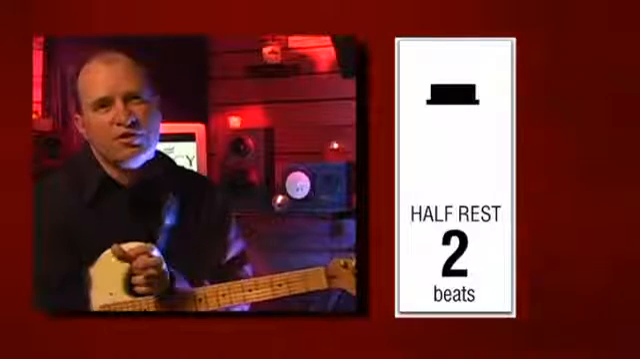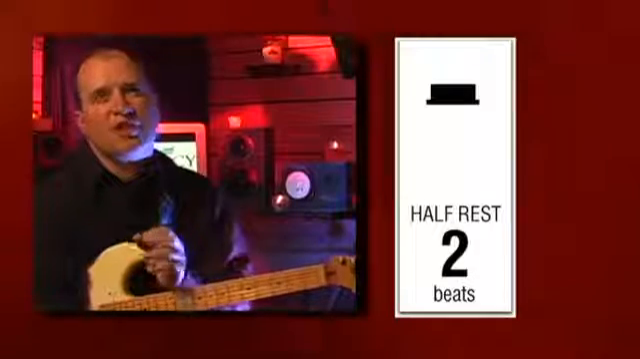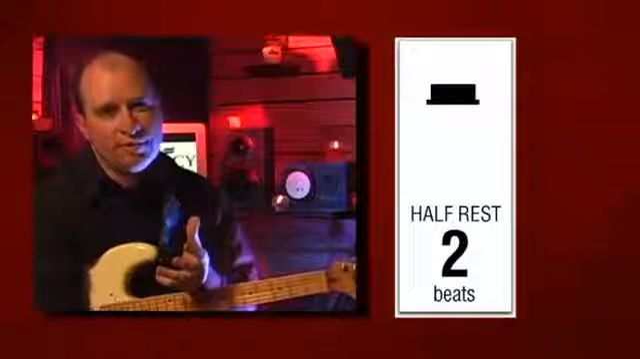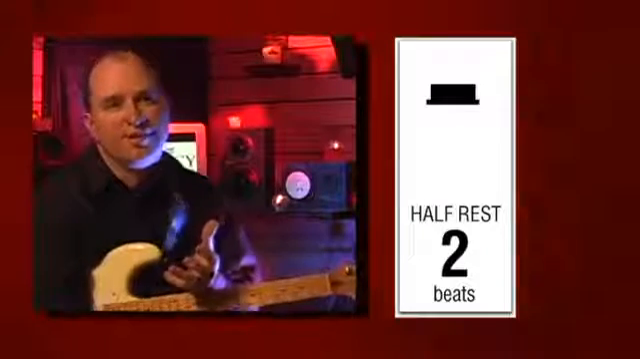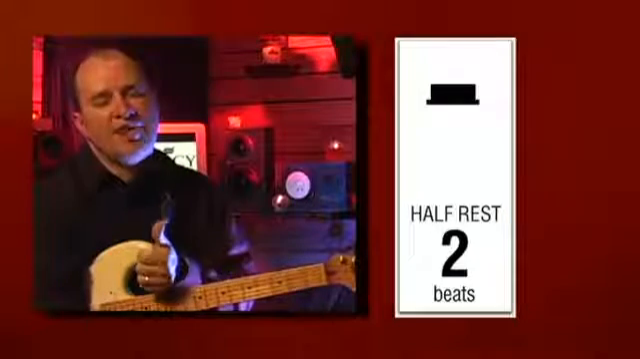How does everybody tell the difference? Well, the whole note has more beats in it, so it's heavier, so it hangs down from the line. That's how everybody remembers it. That's how I got through music school remembering it. So you've got whole notes, whole rest, half notes, half rest.